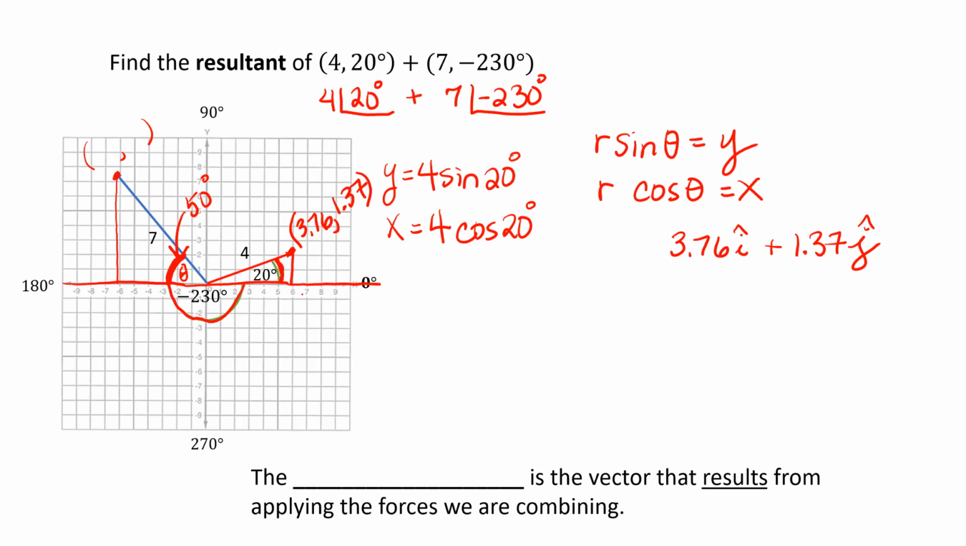All right, so we've got 7 and we've got 50 degrees. So I'm going to do the x first because it makes more sense since x comes first. So x is going to be 7, that's the radius, times cosine 50 degrees. If you punch that into your calculator, 7 times cosine of 50 is about 4.50. So that's going to go here.